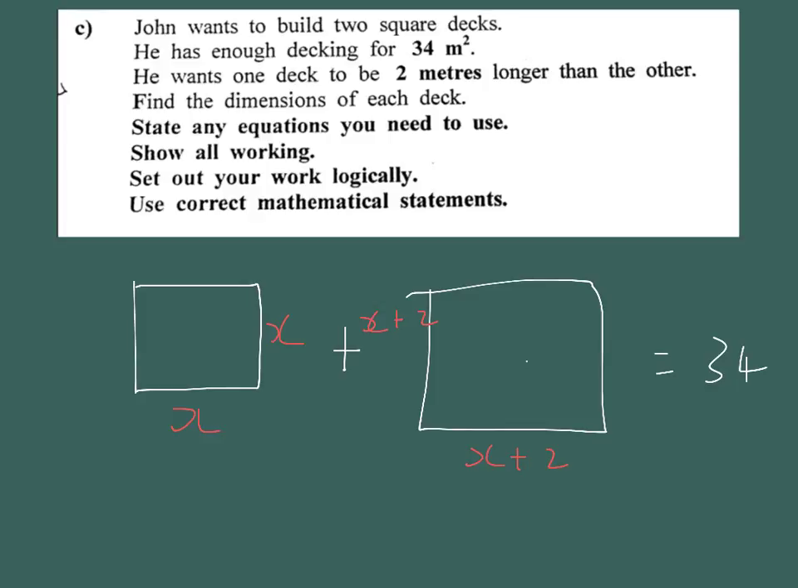Because it's area, we multiply base times height. So the area of this first square, x, that's x times x, which of course is x squared. And this one over here is x plus 2 times x plus 2, which is the same as putting the brackets there, and I'll do that on the next page. I'll expand them out.